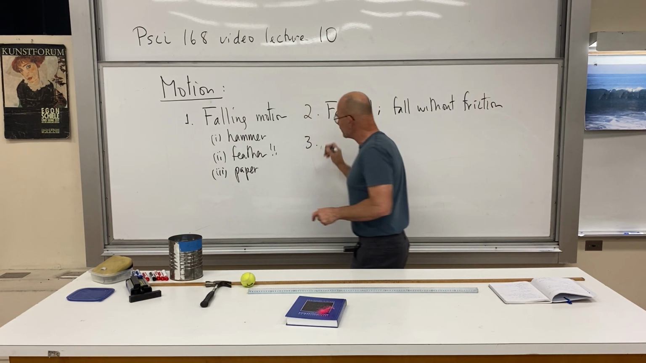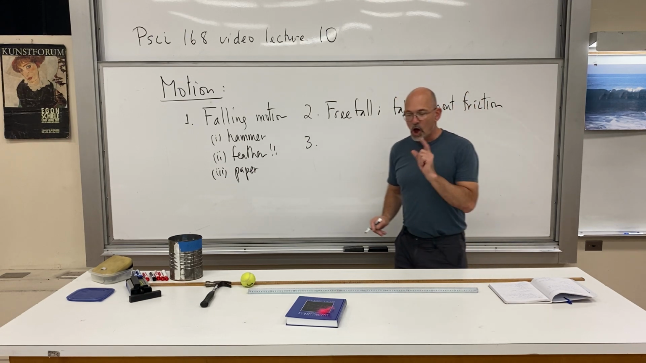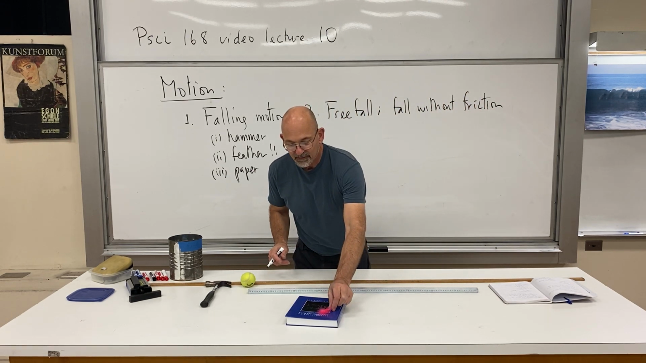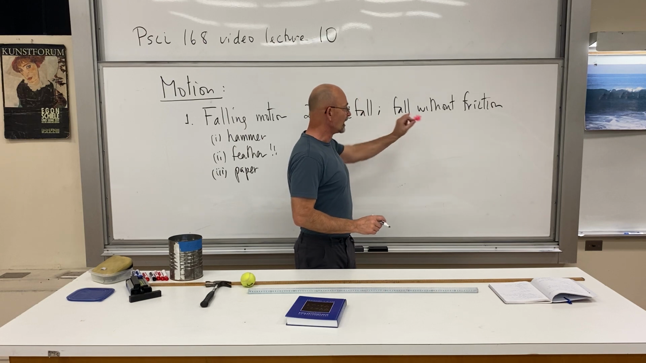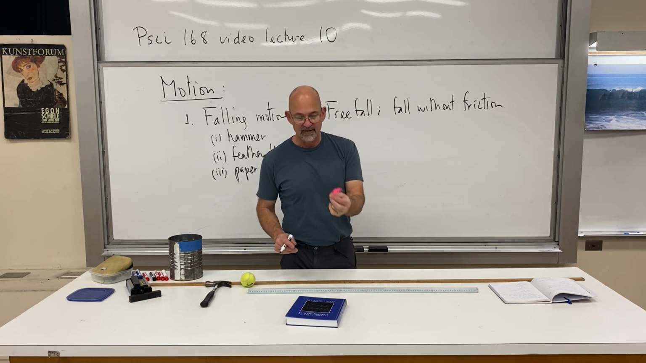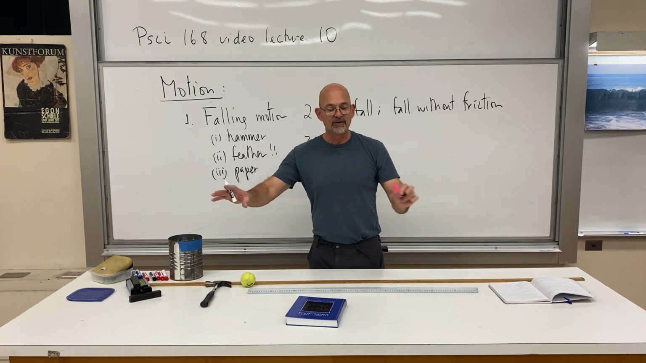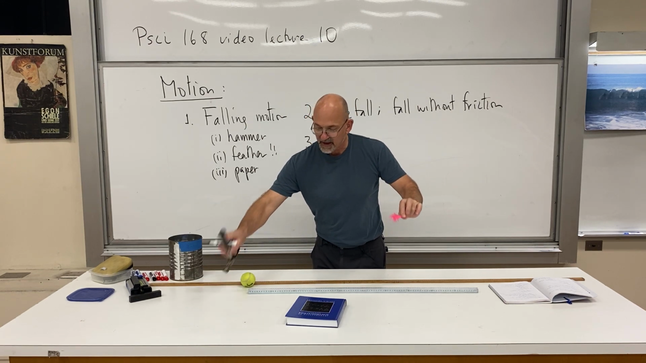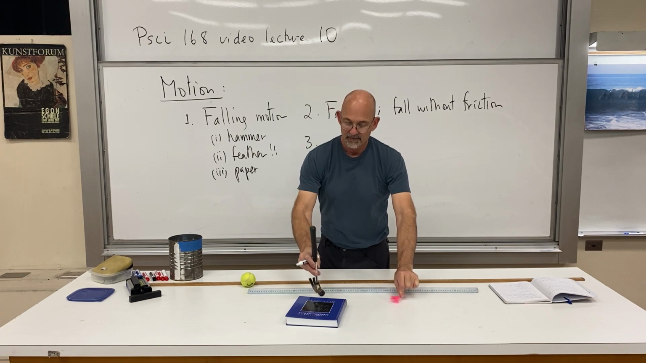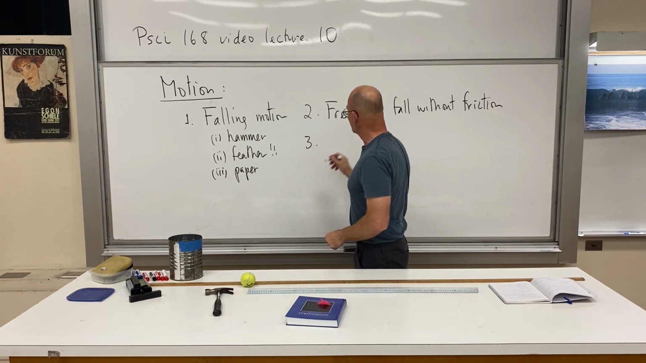And the law of free fall is that all objects fall the same if there's no air resistance, no friction. So literally the feather, if you took it to the moon where there's no atmosphere, it would drop side by side with the hammer. So that's a really important point.